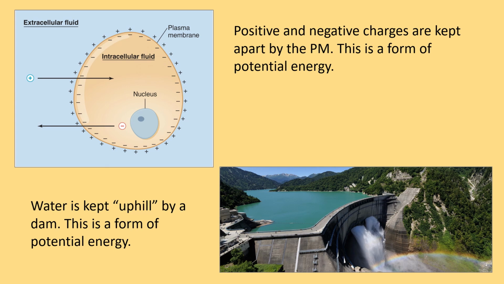The kinetic energy of the flowing water spins a turbine that's inside the dam, and that turbine is used to generate electricity. So the purpose of this comparison, comparing membrane potential to water being held back by a dam, is they are both forms of potential energy. There's the capacity to do work here. In the dam, that potential energy is harnessed to generate electricity, another form of energy.